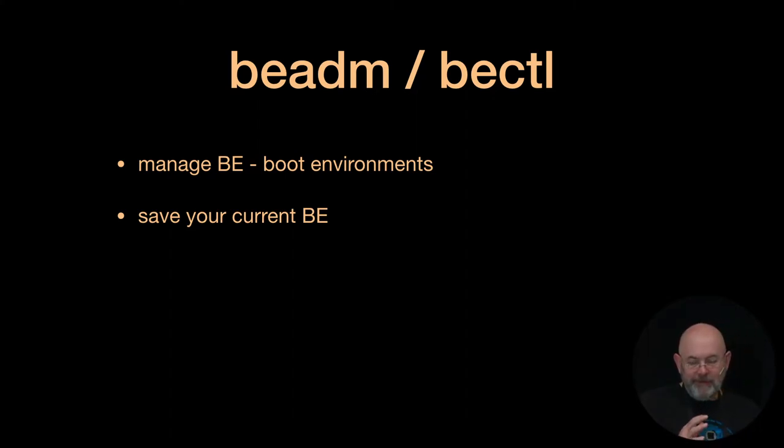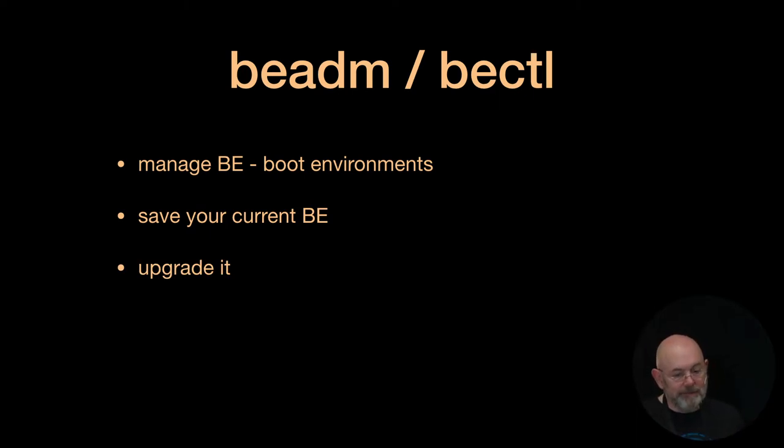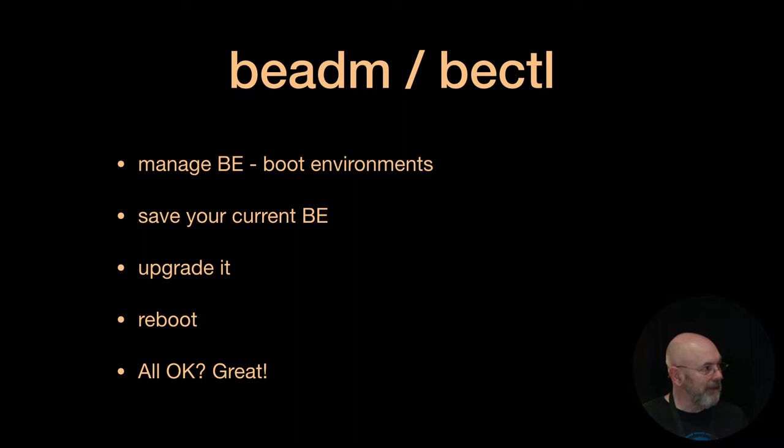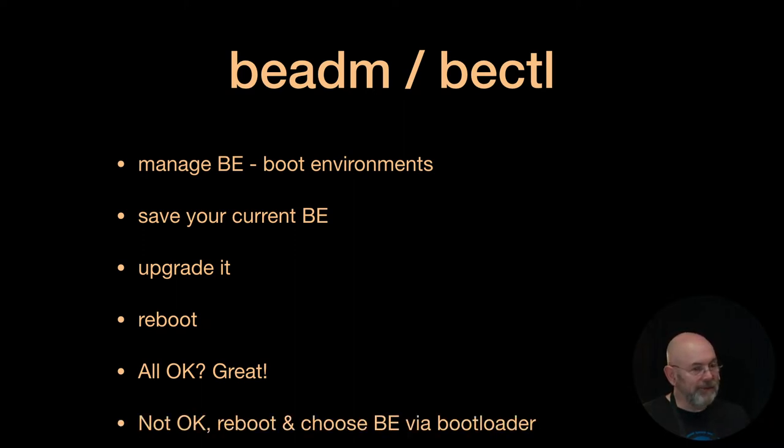And the use case that we're going to use is we're going to upgrade from FreeBSD 11.3 to FreeBSD 12. So what you do is you save your current boot environment, and what that does basically is it clones the environment that you're booting from now. After you've done that, you upgrade your current environment, and then you reboot. And if it's all okay, great. If it's not, you reboot, and during the reboot process, you choose the boot environment that you saved away.